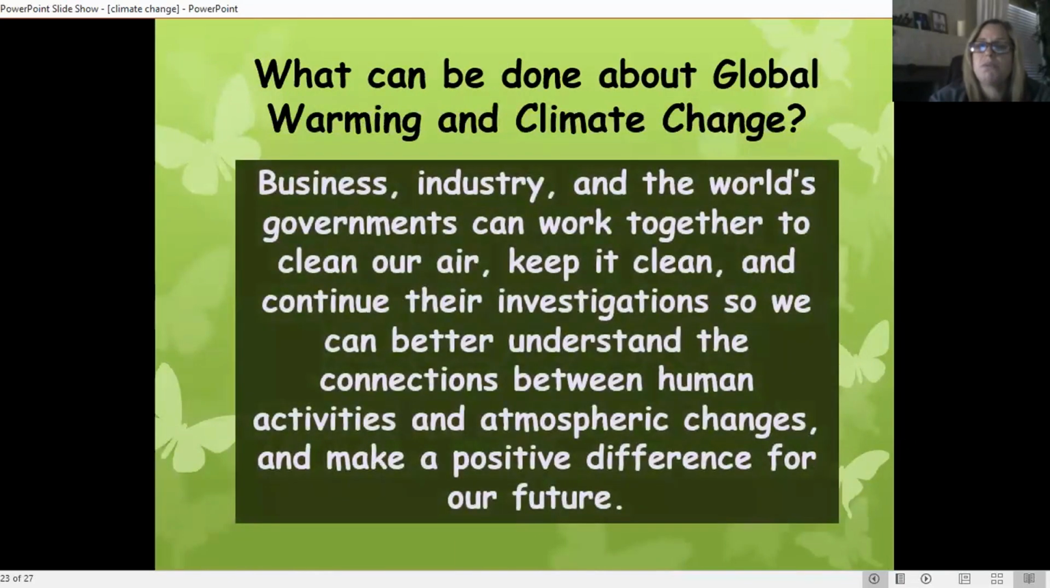Businesses, industry, and the world's governments can work together to clean our air, keep it clean, and continue their investigations so we can better understand the connections between human activities and atmospheric changes and make a positive difference for our future.